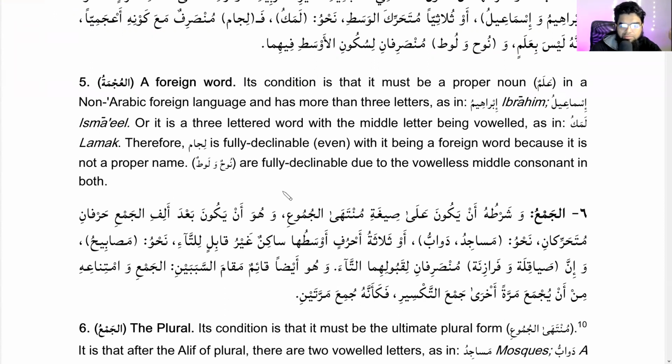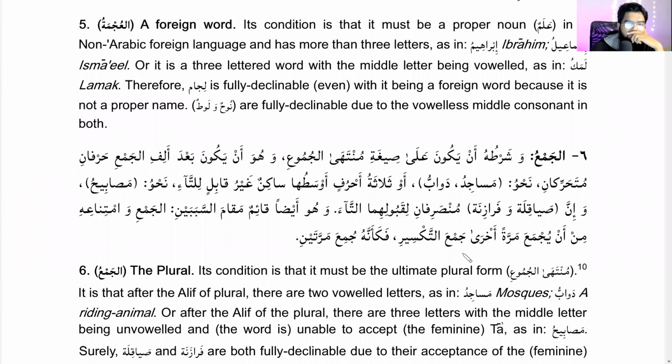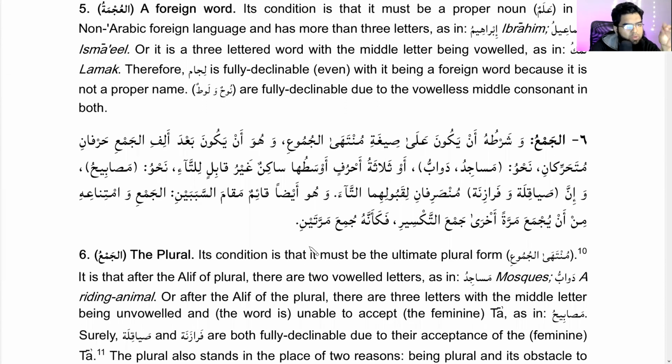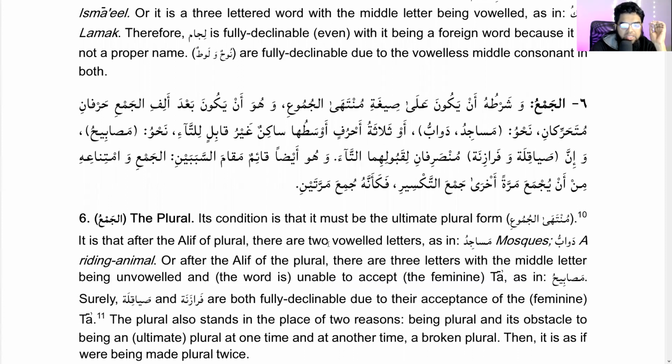It's chess, shatranj. Okay. So farazina and sayaqila are both declinable. Now, you might be like, okay, sayaqil, why is it not the diptote? No, غير منصرف, because it's acceptance of sta منصرفان لقبوله متع وهو أيضا قائم مقام السببين. Now, is it two reasons? We learned that there should be two reasons. No, it is قائم مقام السببين. The plural also stands in place of two reasons. So this is one of the strongest reasons. So if only one reason comes, خلاص, make it غير منصرف.